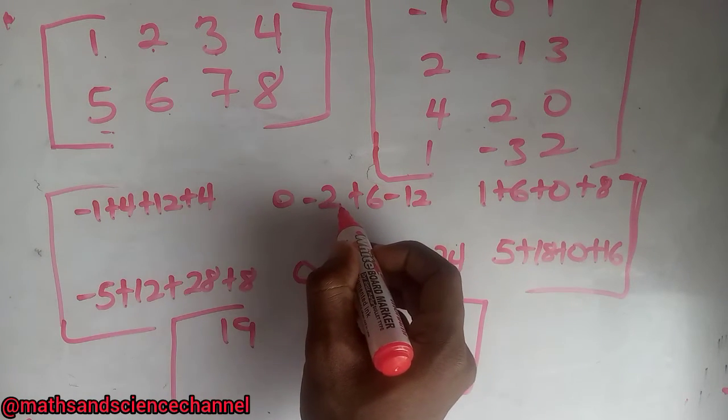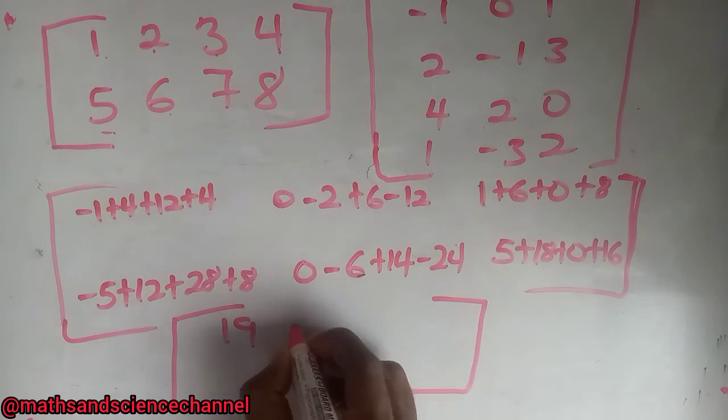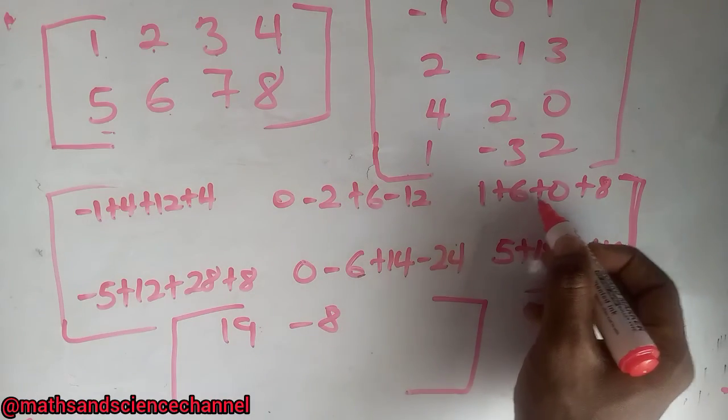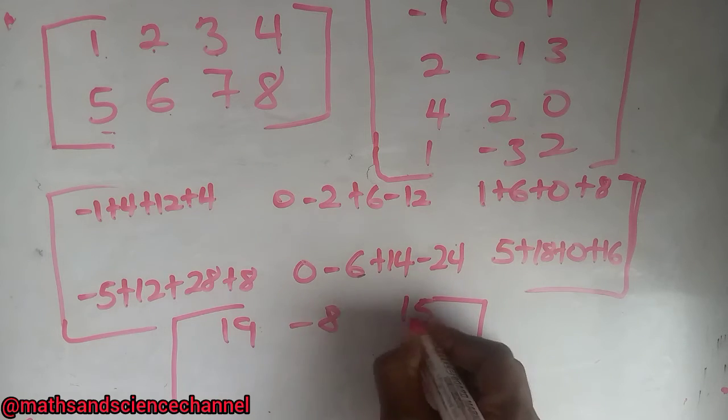We have 0 minus 2 gives us -2. We have +6 gives us +4. +4 minus 12 gives us -8 in this case. We have this to be 1 plus 6 gives us 7, plus 0 gives us 7, plus 8 gives us 15.